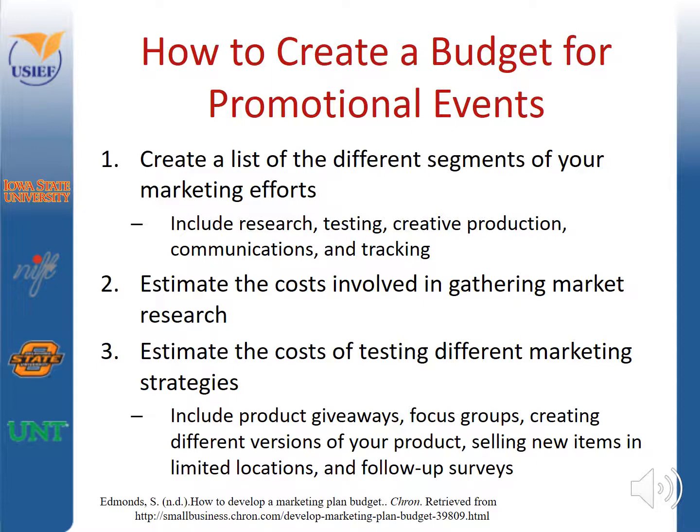First, you should create a list of different segments of your marketing efforts. This should include research, testing, creative production, communications, and tracking. Second, you should estimate the cost involved in gathering marketing research. Third, you should estimate the cost of testing different marketing strategies. This should include product giveaways, focus groups, creating different versions of your product, selling new items in limited locations, follow-up surveys, and other ideas that you think may be suitable to your business.